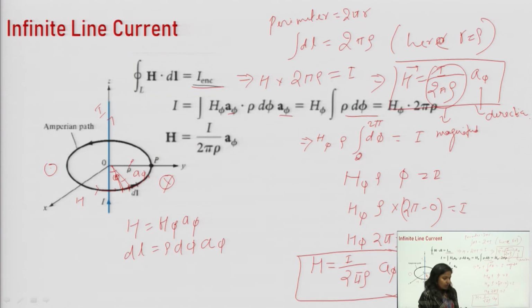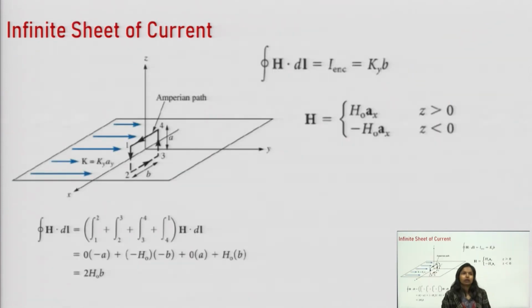Well, now we will see another example. Now, how to apply Ampere's law in order to find the magnetic field intensity due to an infinite sheet of current. Well, here you can see that this is the sheet having surface current density K, and the current is flowing towards the y direction, so we can define it as K is equal to Ky ay.